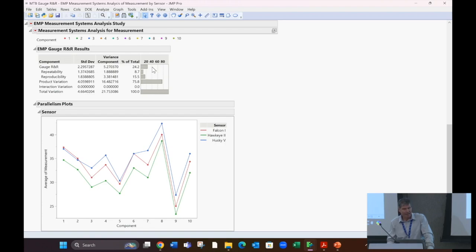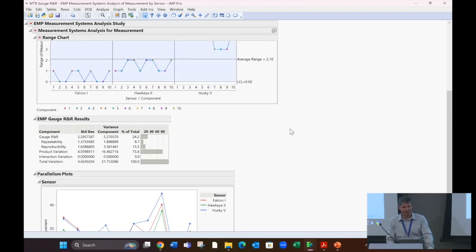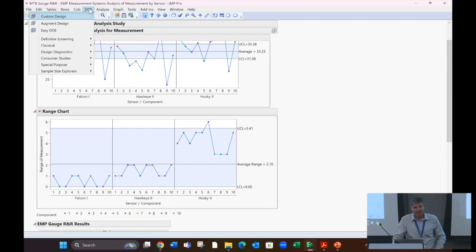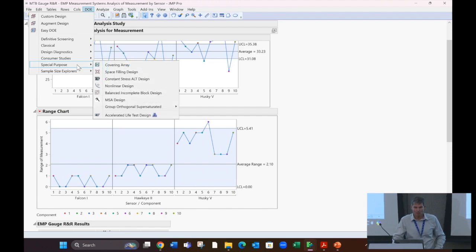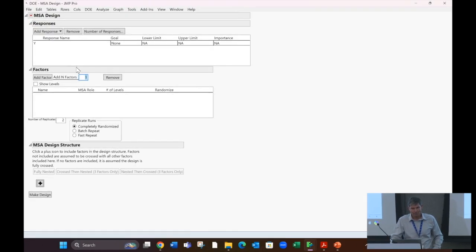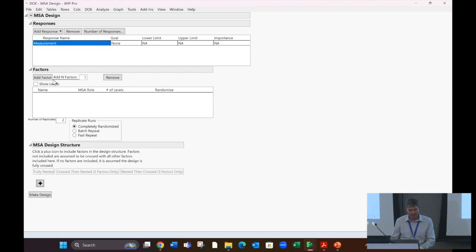Let's look at how you might set up a design for that. So if I come under DOE, and then there is this thing that is called a special purpose. DOE special purpose, and it's going to be measurement system analysis design. So we've got a response here, and I'll just call it measurement.